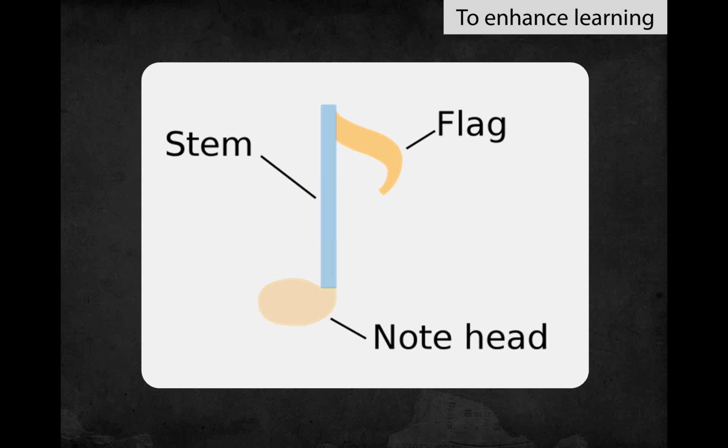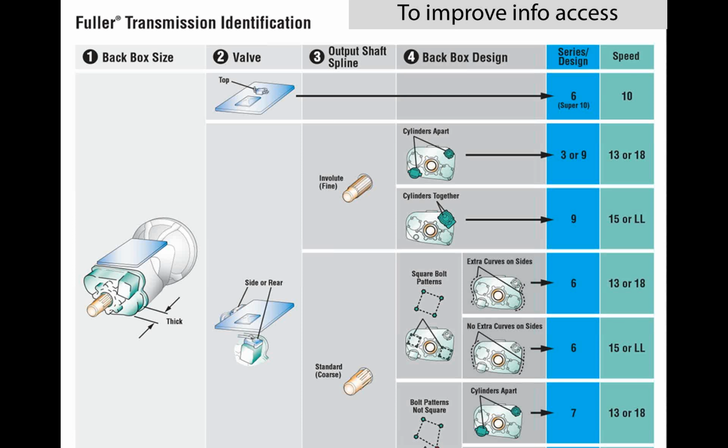You can use white space to enhance learning, leaving a lot of space around elements that you want to show. You can use white space for information access and information design. This is how to identify a transmission. It's very clean and easy to read because of the white space.